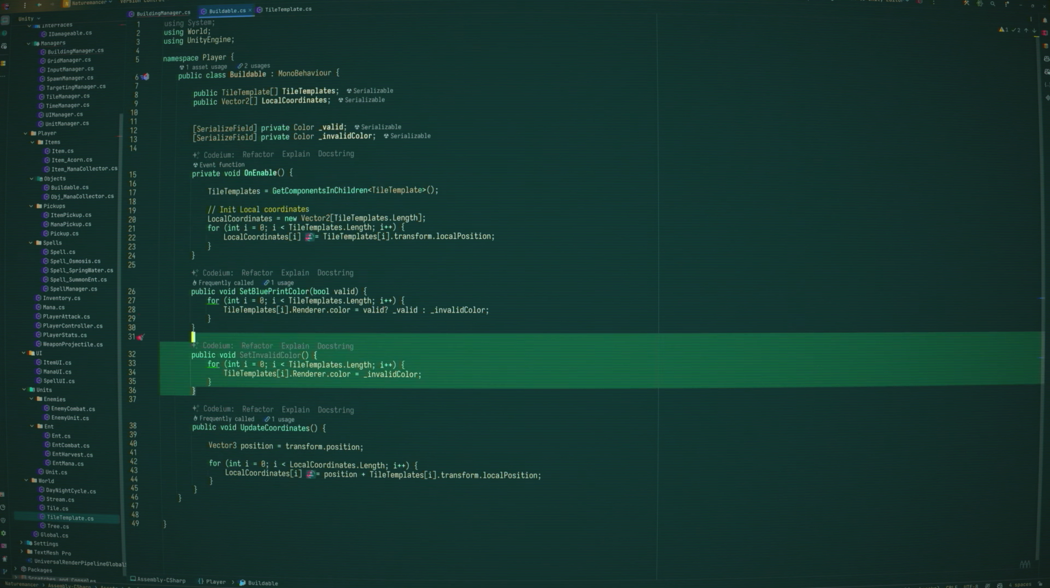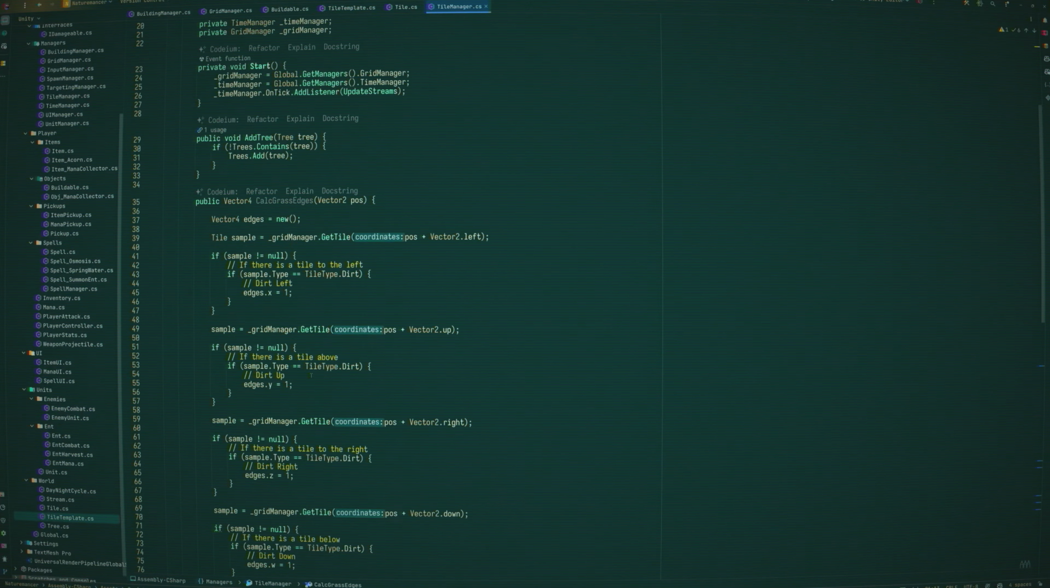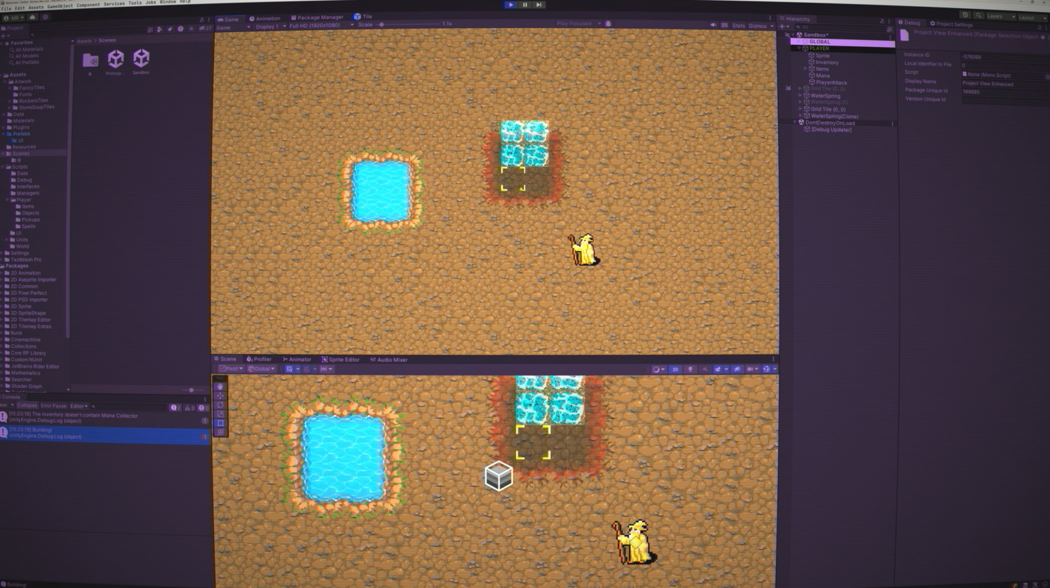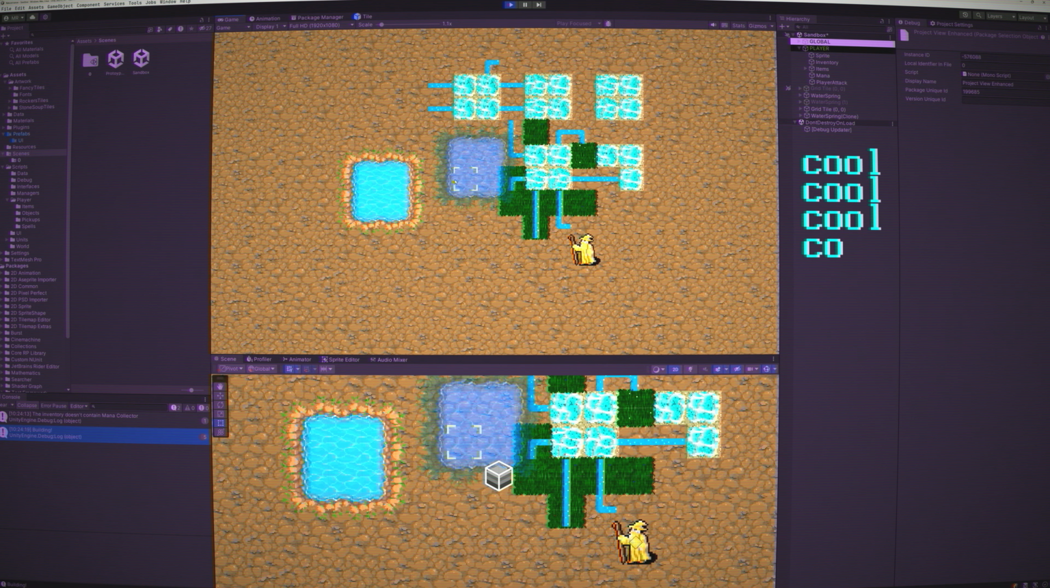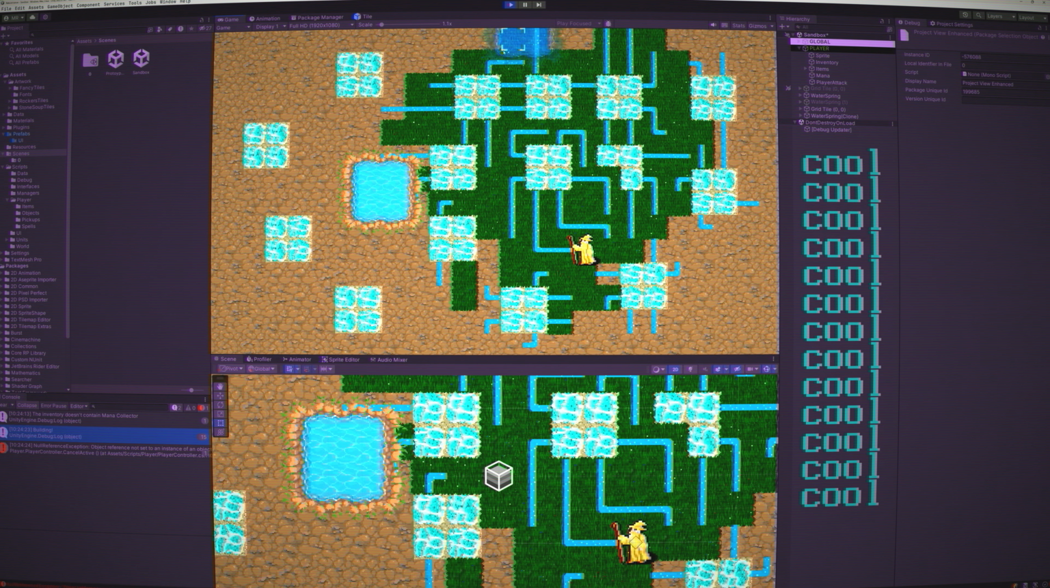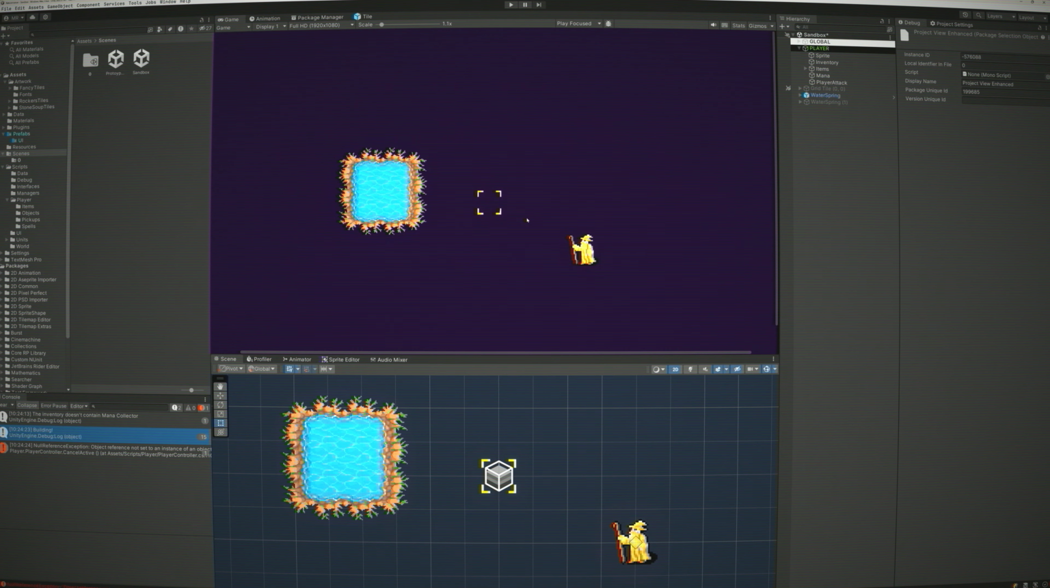Regardless, I just carried on by roughing out a building system so I could place these new water tiles in the game. Build. Cool. Okay, now for the tricky bit.